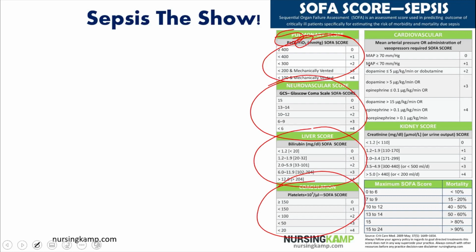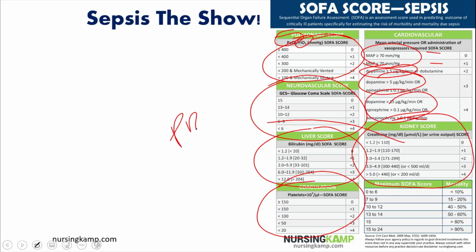Then we get into mean arterial pressures, right? So you get points for all this stuff. If they're on dopamine, because they're not compensating for themselves, and then you see all these, you know, levophed and so on. Then you have your kidney score. So how well is the kidney? Are they in prerenal, right, or intrarenal at this stage? And then they give you a maximum SOFA score.